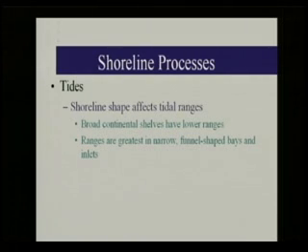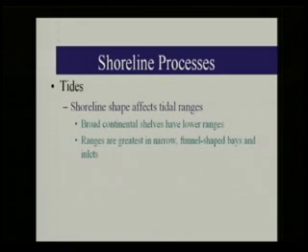With tides, the shoreline shape will affect the range that is observed on the land. A broad continental shelf will have a lower range between high and low than if you have a narrow funnel-shaped bay or an inlet. Narrow funnel-shaped bays and inlets produce a greater tidal range.